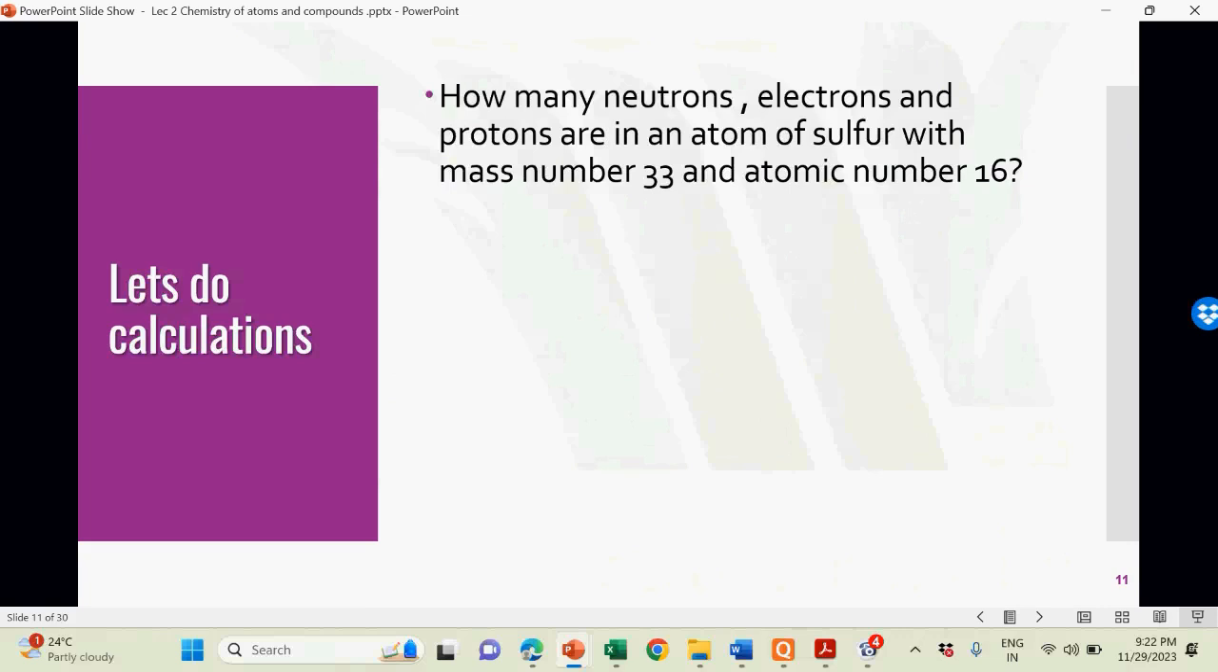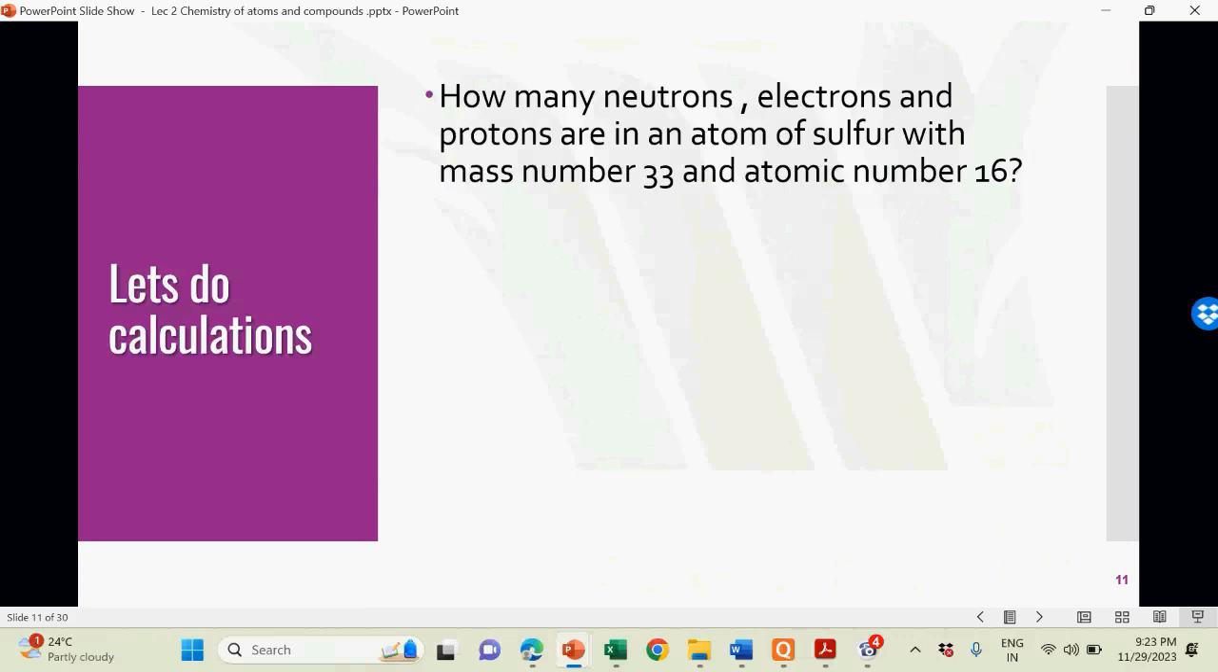How many neutrons, electrons, and protons are there in an atom of sulfur with the mass number 33 and atomic number 16? And I need someone else to solve this problem, just to make our lecture more interactive.